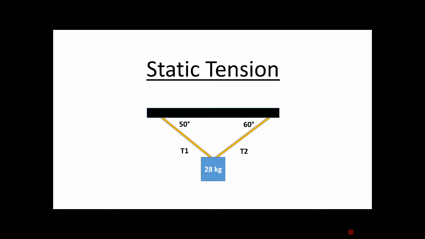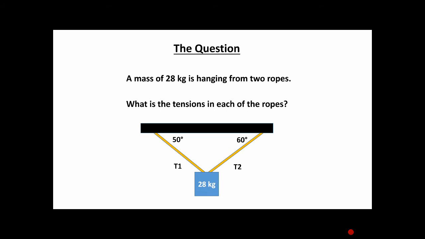Today's lesson is static tension. The question: a mass of 28 kilograms is hanging from two ropes. What are the tensions in each of the ropes?